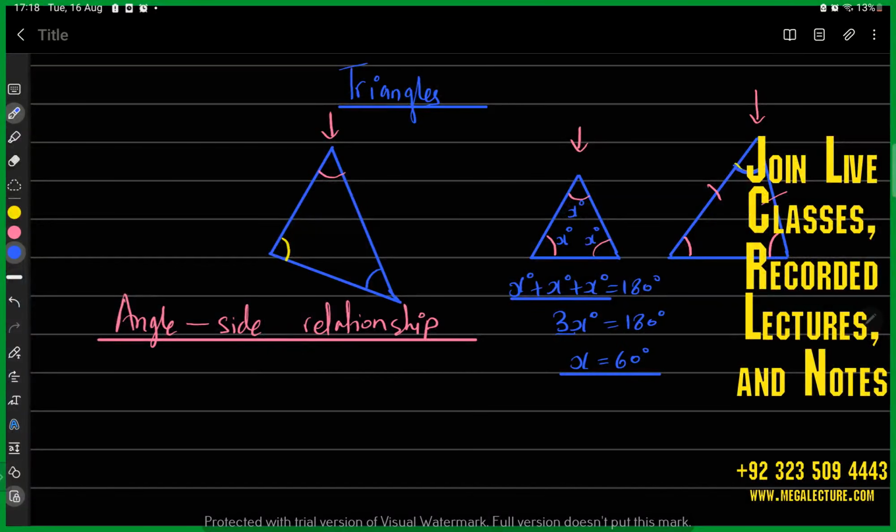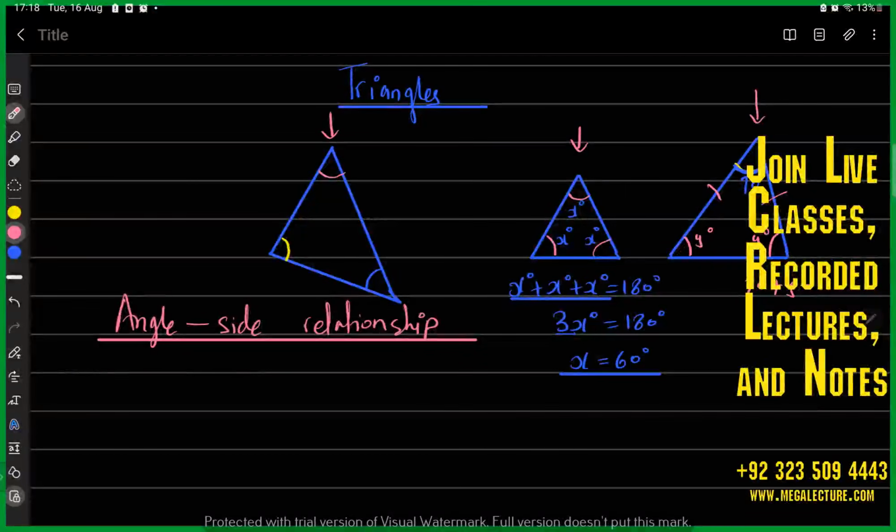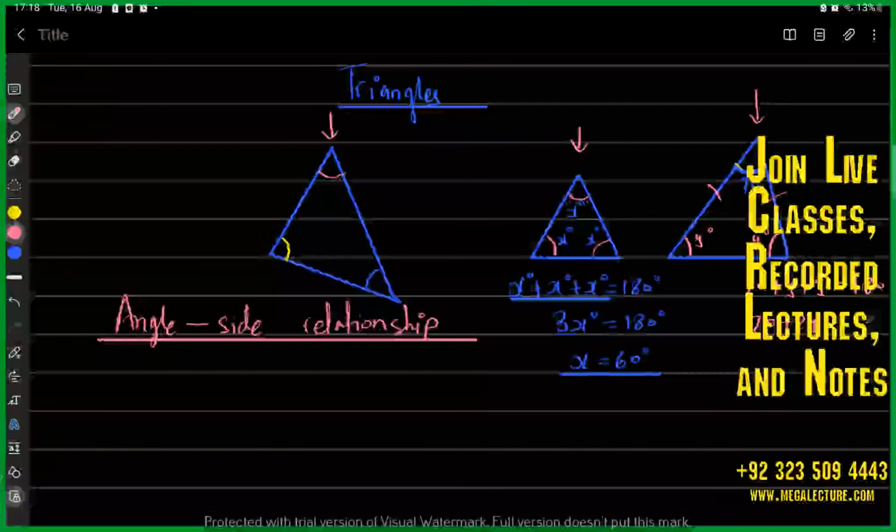For example, let's say this side is 70 degrees. Okay, so I know that side is 70 degrees. This would be y degrees, and this would also be y degrees. Let's just equate this. 70 plus y is equal to, again, sum of angles in a triangle is 180 degrees. So 70 plus 2y is equal to 180.